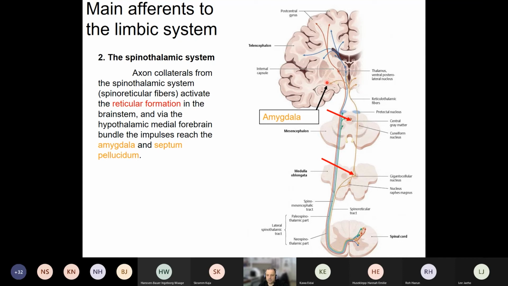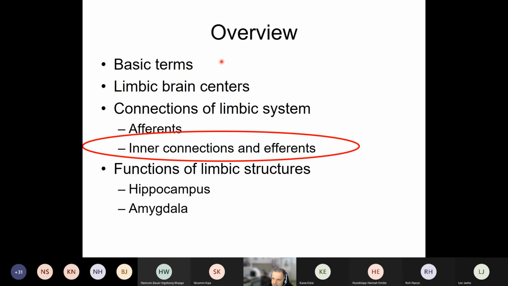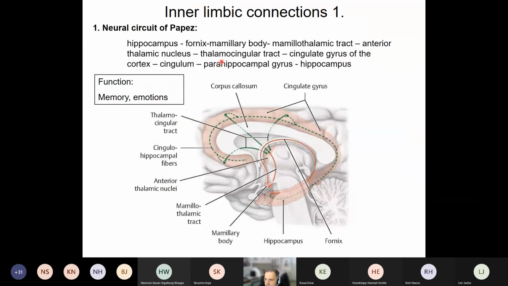And this also has to do with sexual behavior and sexual arousal: touching the surface of the skin causes very, very strong emotions, and emotionality is related also to sexual behavior. All right. Then after this input of the limbic system, let's talk a bit about the inner connections and about efferents. And the next slide is, I think, the most important slide in this lecture.